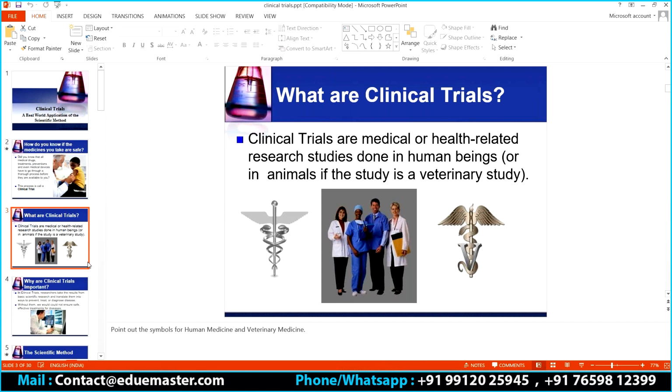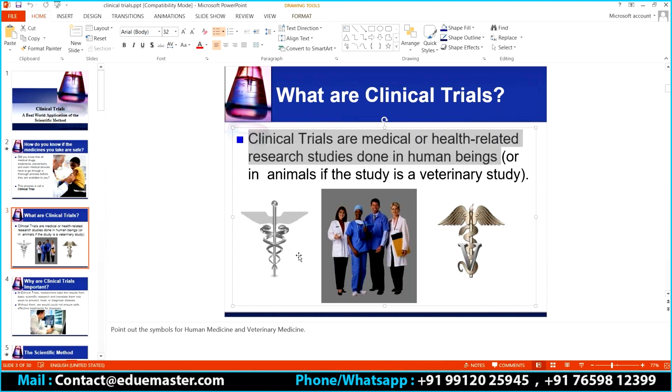If you carry out those trials on human beings, you can call them clinical trials. Similar trials can also be done on animals, and if you do that, we can call it a veterinary study, right? But we are not interested in the second piece for now. We will 100% be concentrating on the first one, which is the research studies on medical or health related matters, which we call clinical trials.